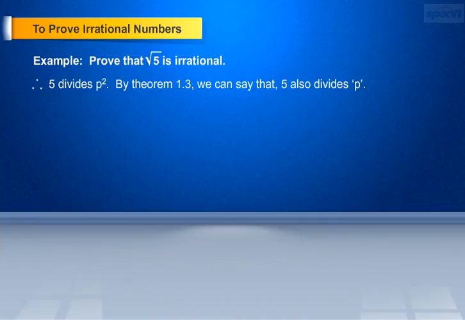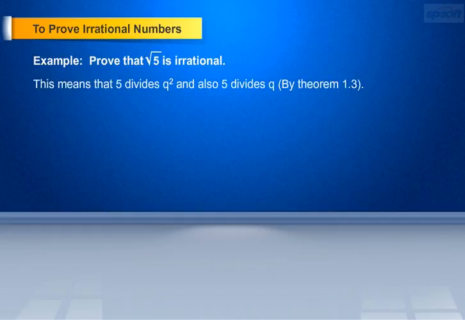Therefore, 5 divides p². We can say that 5 also divides p. So, we can write p equals 5r for some integer r. Substituting p value in equation 1, we have 5q² equals 25r². This implies that q² equals 5r². This means that 5 divides q², and also 5 divides q. Therefore we get 5 as a common factor for p and q.